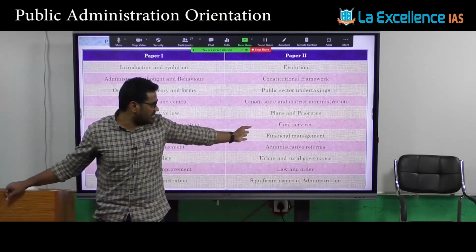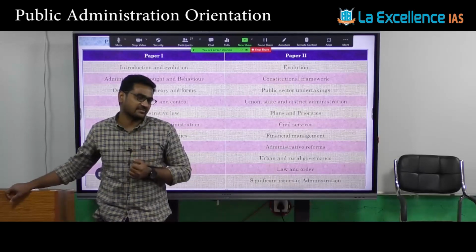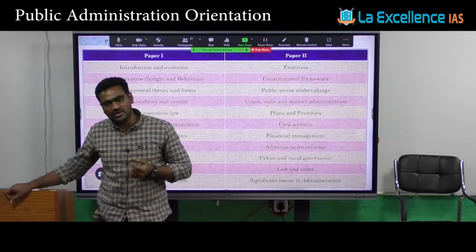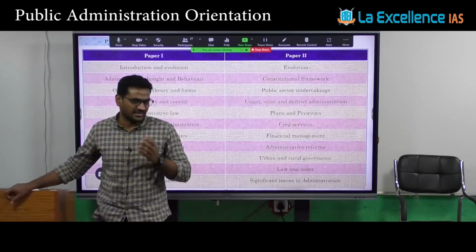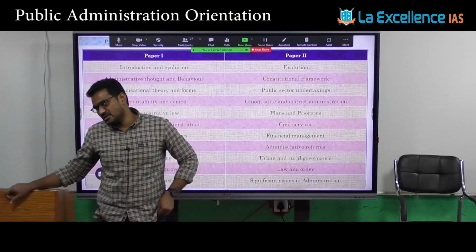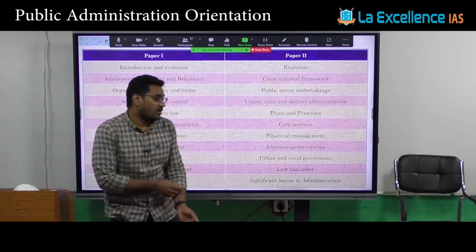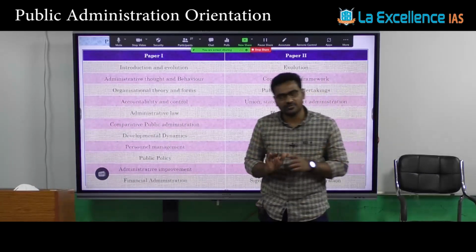Particularly there is a topic in state administration: what is the relationship between Union and State? These topics are very contemporary. Right now we are witnessing a conflict between the Centre and states in every aspect, so such issues will be asked in it. So this is the crux of paper 1 and paper 2. This is the broad overview.